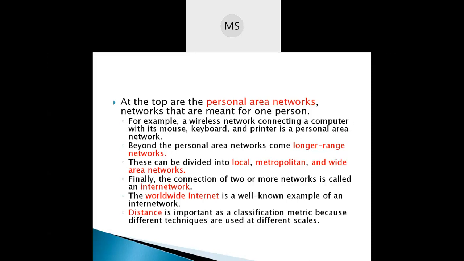Beyond personal area networks, some larger range networks are there. They can be divided into local, metropolitan, and wide area networks, which we call LANs, MANs and WANs. MAN means metropolitan area network, WAN means wide area network. Finally, the connection of two or more networks is called an internetwork. The worldwide internet is a well-known example of an internetwork. Distance is important as a classification metric because different techniques are used for different scales.